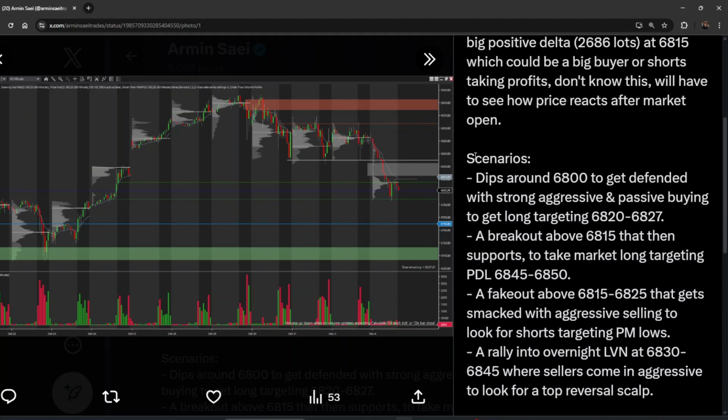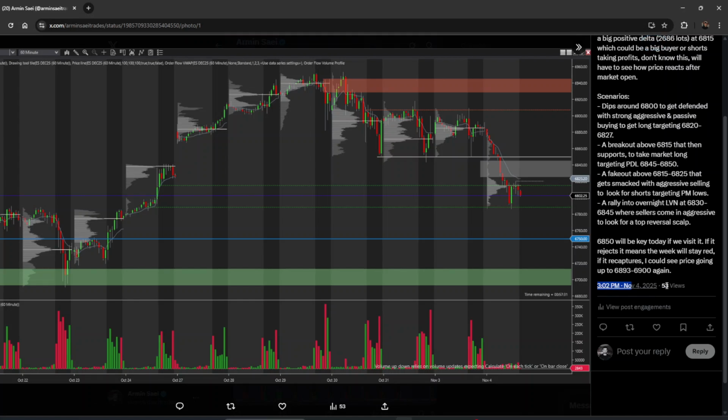So as you can see here as well, dips around 6,800 to get defended with strong, aggressive, and passive buying to get long, targeting 6,820 and 6,827. And as you can see here, I share that every time half an hour or an hour before market open, just to have it out there and share my plan with the people that follow me.